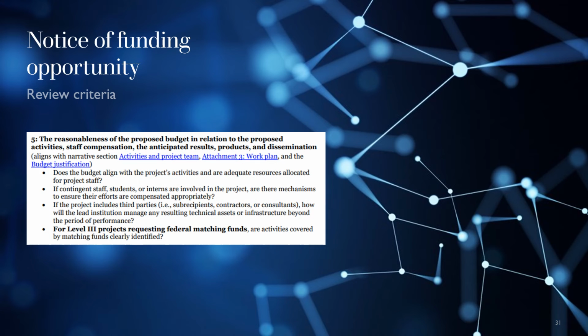Number 5 is the reasonableness of the proposed budget in relation to the proposed activities, staff compensation, the anticipated results, products, and dissemination. So it will be in your interest to make sure that the budget and budget justification align with the goals and activities you've outlined in the narrative, that you've set aside adequate resources for team members commensurate with their contributions to the project, and that you explain how the lead institution will manage any technical assets or infrastructure if the project includes subrecipients, contractors, or consultants.